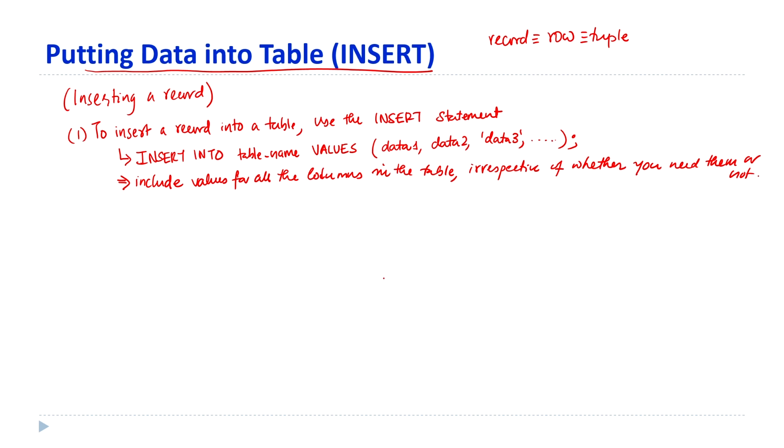So, let us say you have a table with 1, 2, 3, 4, 5, 6 columns, then within the parentheses you will have 6 data values. The idea is that however many columns there are, whether it is needed or not, whether you are going to insert them, it does not matter. You need all of those values to be given. 6 values should be provided.